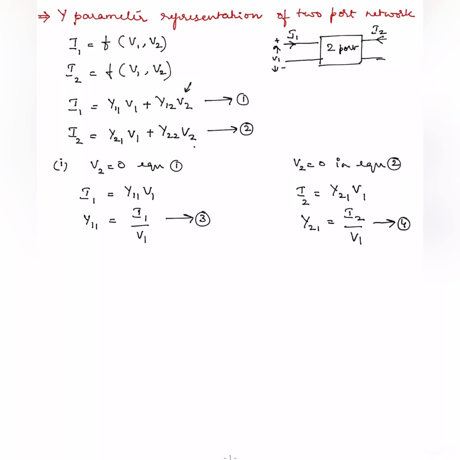Next step is to set V1 is equal to 0, right? This one to be equal to 0. Now we'll do that. Second case here, it is V1 is equal to 0 in equation 1. Now if you set V1 is equal to 0, you will get I1 is equal to Y12 V2. So Y12 will be I1 by V2. This will become fifth equation.